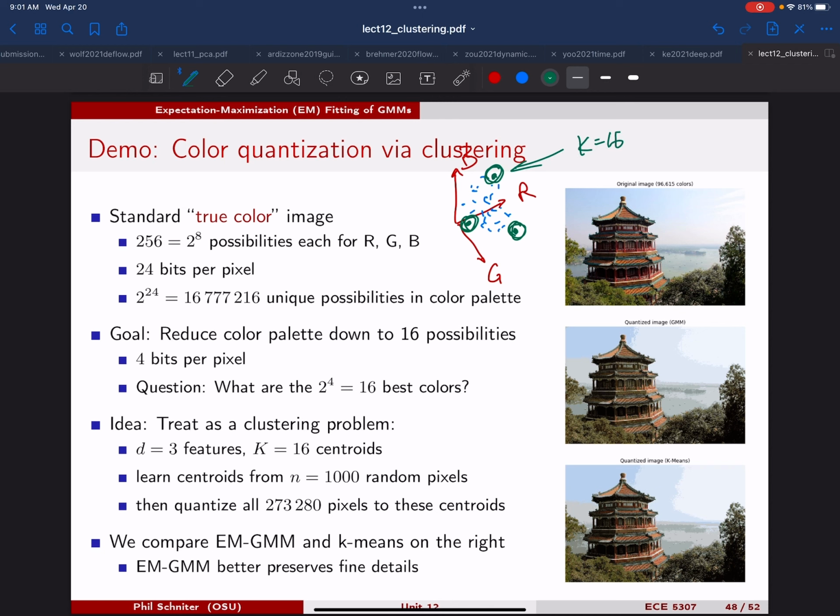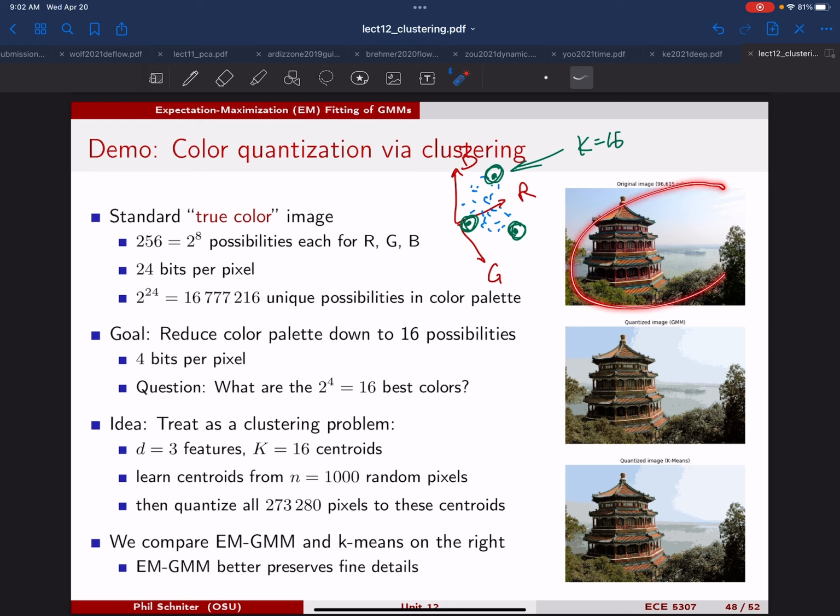Right, I want to take this data set and cluster it into the 16 best clusters. And then the centers of those I will use as my new colors. And I'll represent my image using only those colors. And basically, because there's 16 of them, it's going to be 4 bits per pixel. Okay. So does that make sense, how we're setting this up as a clustering problem?